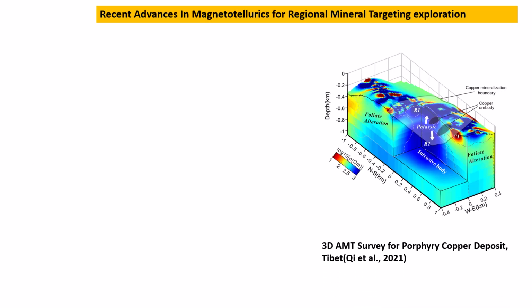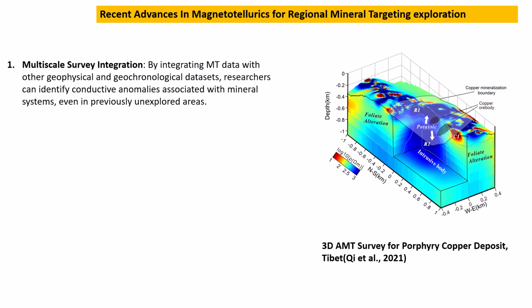So you have the recent advances, which I also described in the previous methods, showing the magnetotellurics for regional mineral targeting. You can integrate the MT data with other regional data sets, and researchers can identify conductive anomalies and have inverted the MT 3D AMT survey for porphyry copper deposits.